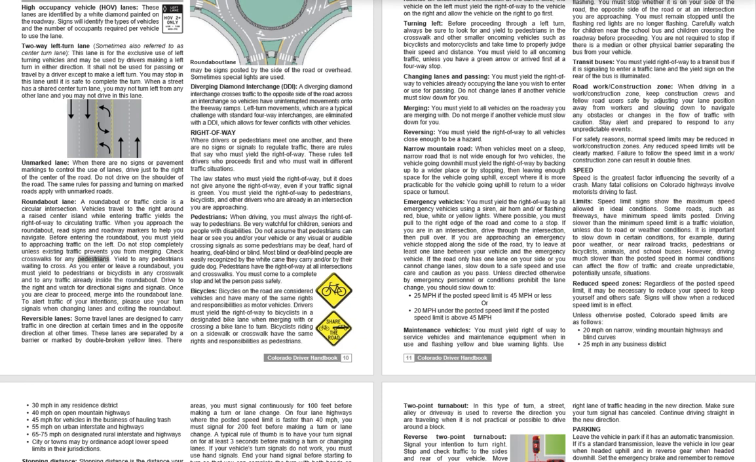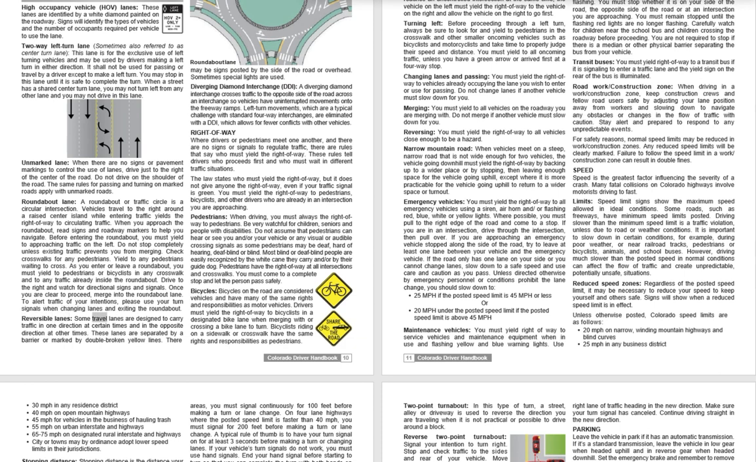Check crosswalks for any pedestrians. Yield to any pedestrians waiting to cross. As you enter or leave a roundabout, you must yield to pedestrians or bicyclists in any crosswalk and to any traffic already inside the roundabout. Drive to the right and watch for directional signs and signals. Once you are clear to proceed, merge into the roundabout lane. To alert traffic of your intentions, please use your turn signals when changing lanes and exiting the roundabout.